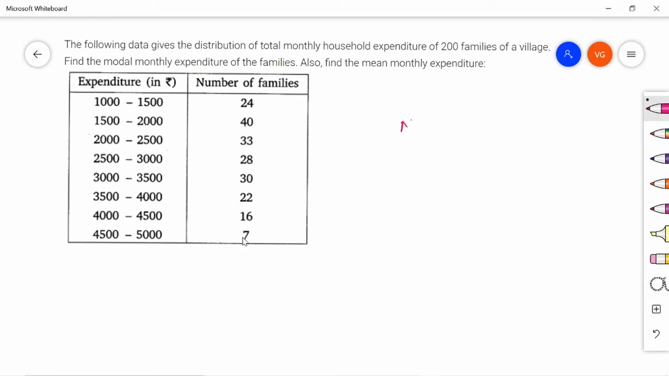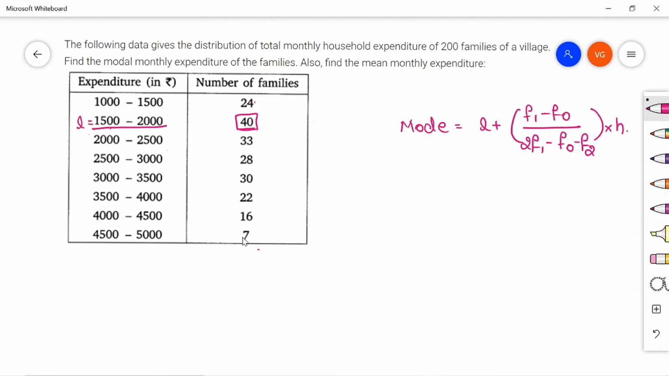So the mode, write down the formula: L plus (F1 minus F0) divided by (2F1 minus F0 minus F2), multiplied by H. So select the modal class. Out of the given frequencies, 40 is the highest frequency. So 1500 to 2000 is the modal class. The lower limit of the modal class is L, so L is equal to 1500. The corresponding frequency 40 is F1, the preceding frequency is F0 and the succeeding frequency is F2.